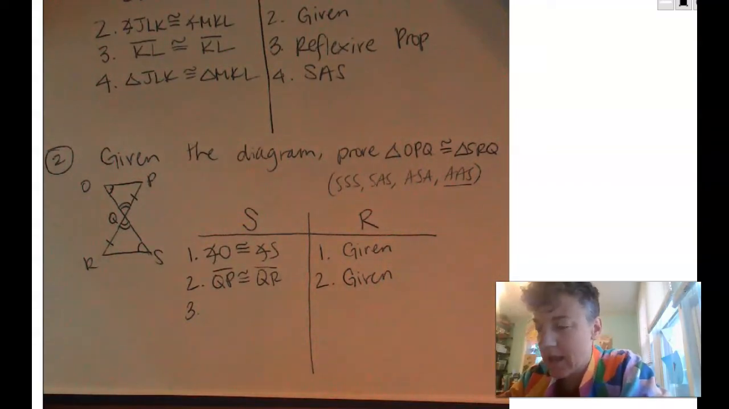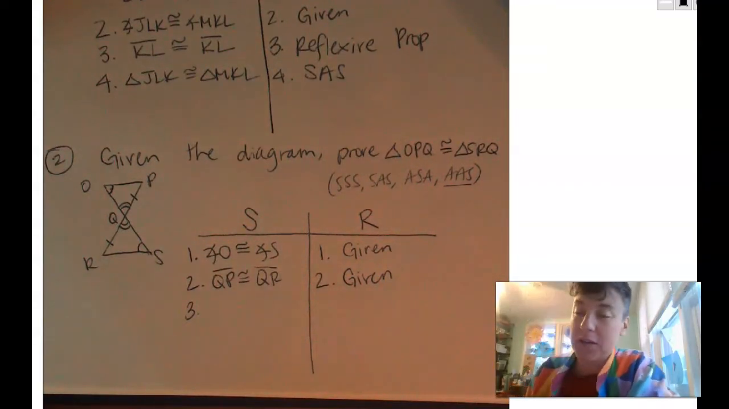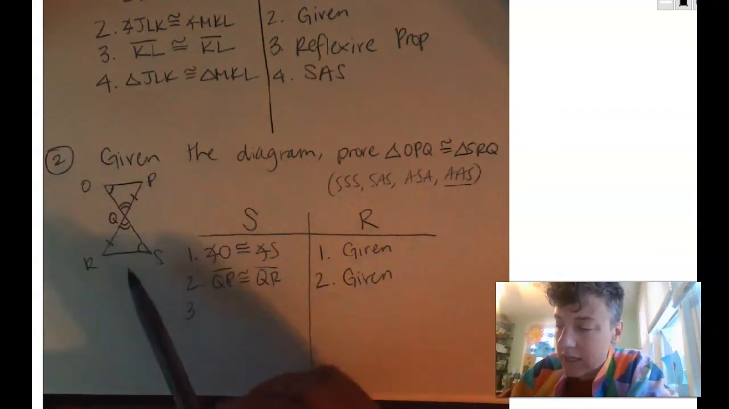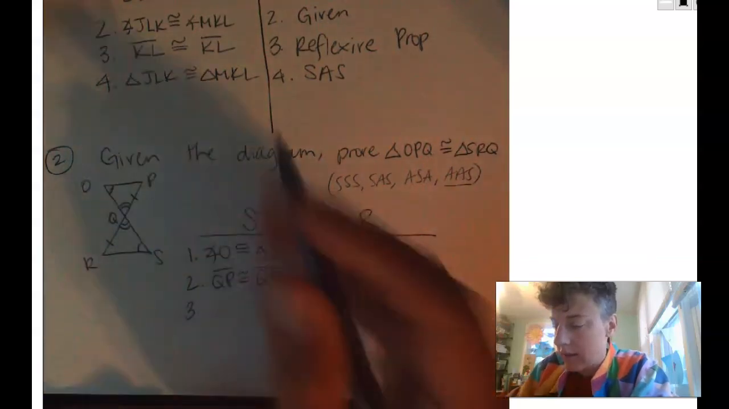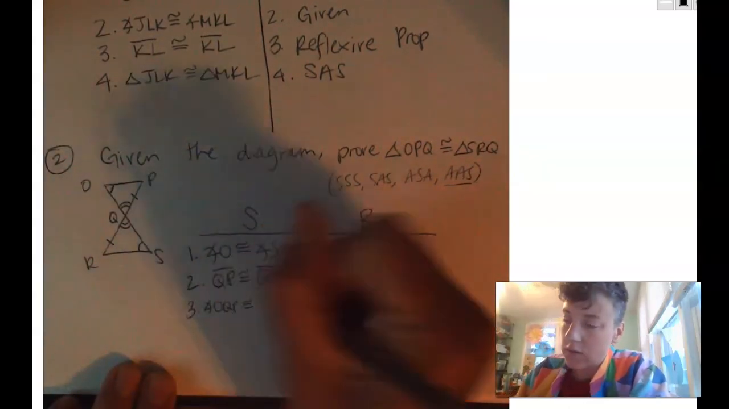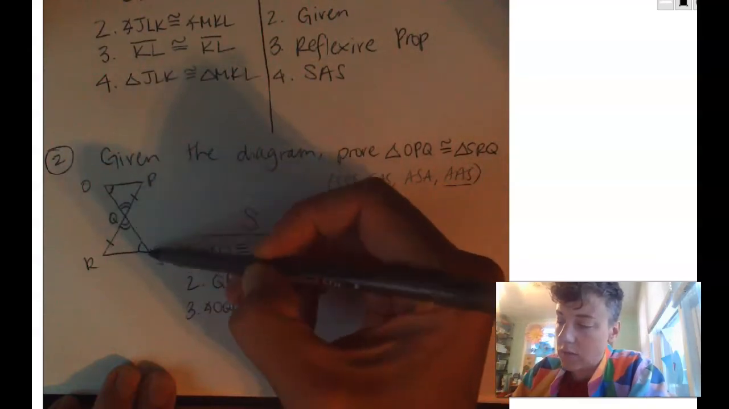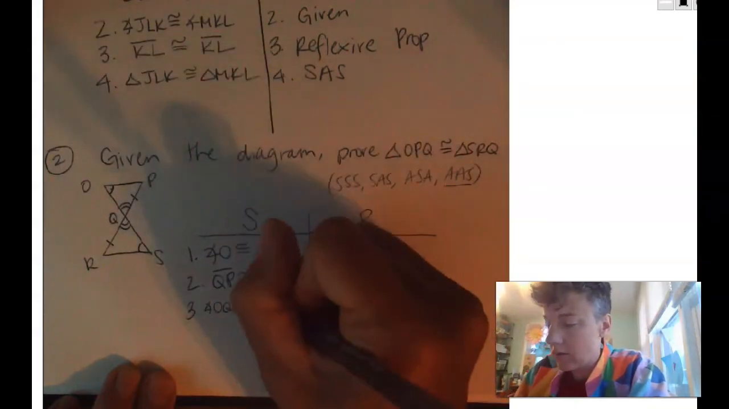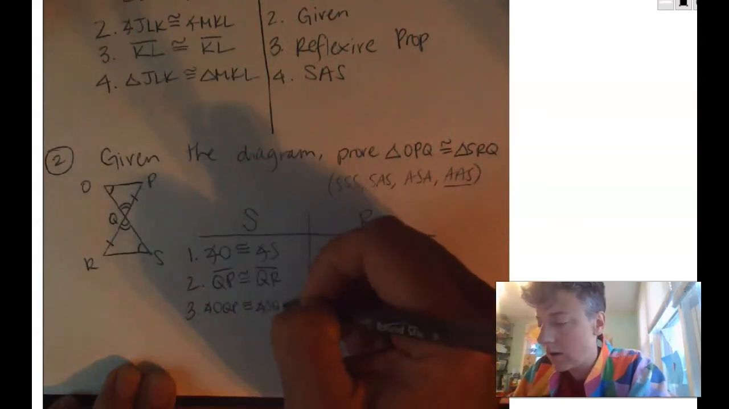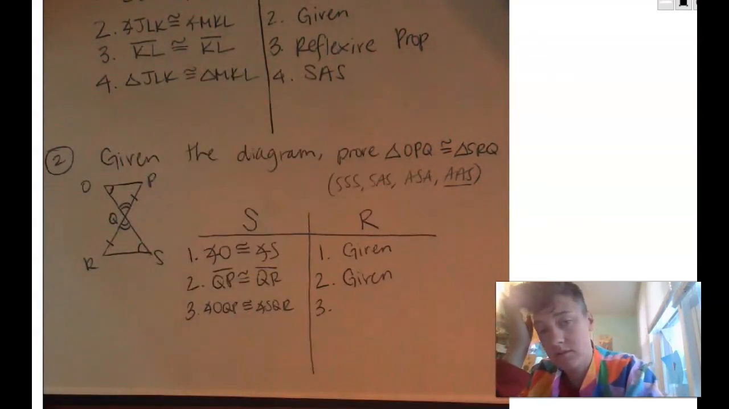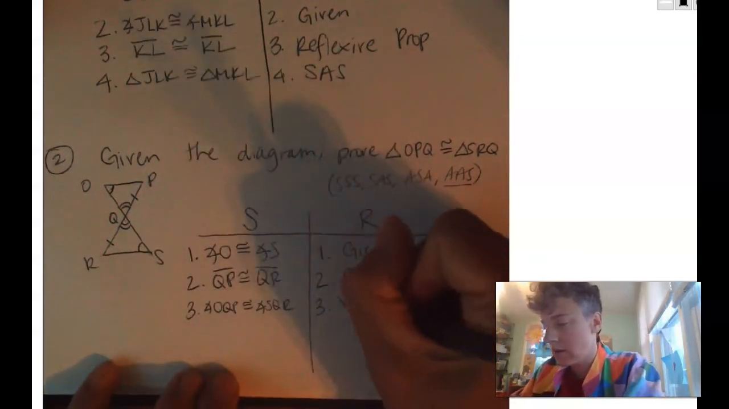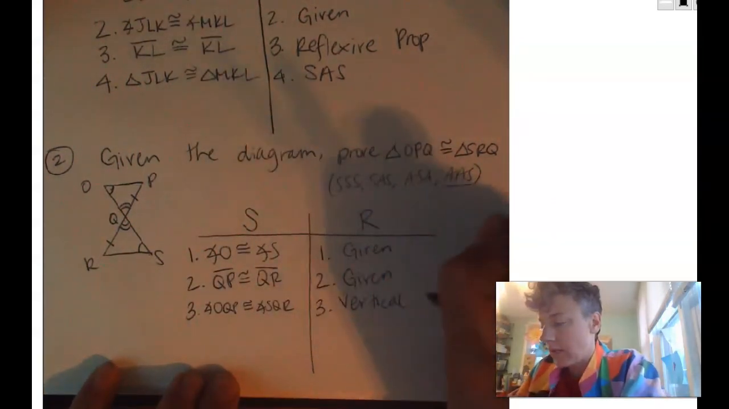Anyway, let's mark or write that those angles are congruent now. So we have angle OQP. That's this angle here, OQP. Angle OQP congruent to angle SQR. That's this angle up here, SQR. Why was that true? Well, because they were vertical angles. Vertical angles are congruent.